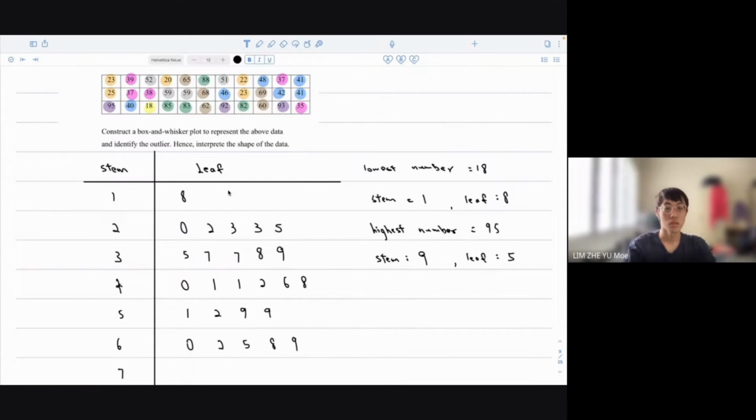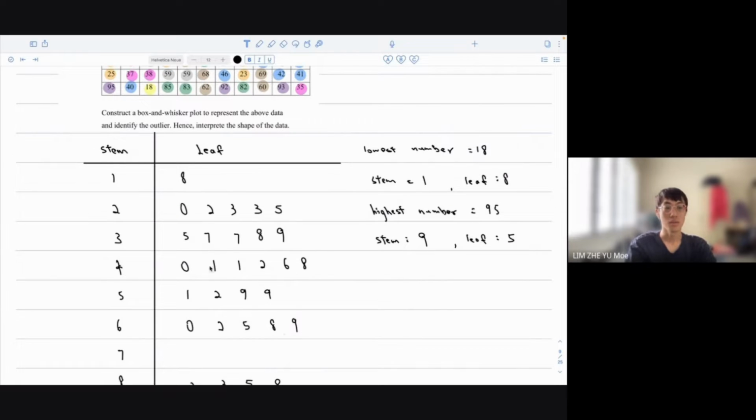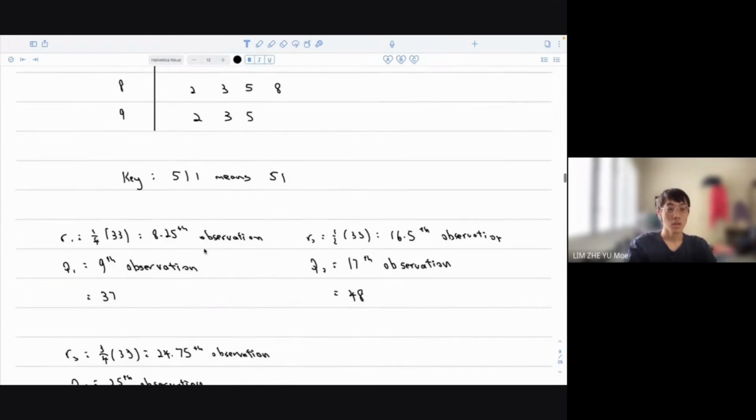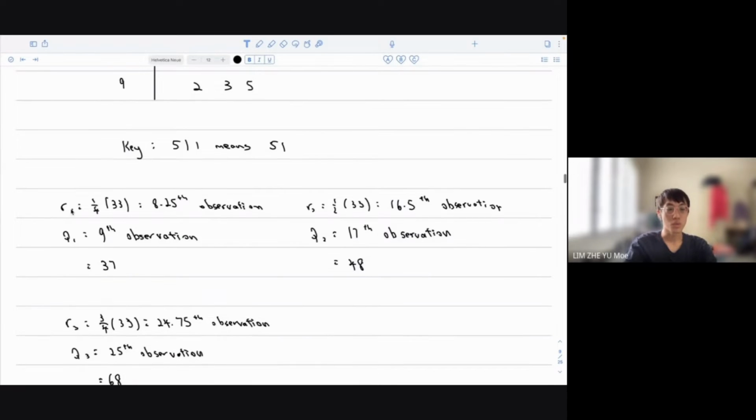Yes, you're right. First, we construct a stem and leaf diagram to arrange the data in ascending order. Then we can start the calculation. For the first quartile, which is Q1, we need to multiply the total number by 1 over 4, and we get the observation 8.25. Since it's not an integer, we should round up the observation. For Q1, it will be at the 9th observation. So the first quartile will be 37.